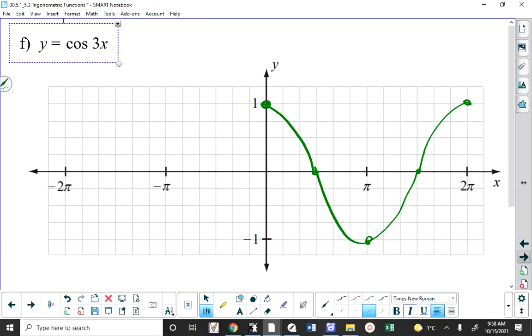1/3 means it's going to repeat 1/3 as frequently for b. b is 3, so it stretches horizontally by 1/3. I wouldn't worry about taking 2 pi divided by 3. Let's just count the squares. 1, 2, 3, 4, 5, 6, 7, 8, 9, 10, 11. There's 12 squares, right? So it's going to repeat every 4 squares, because we're compressing it by a factor of 1/3 horizontally.